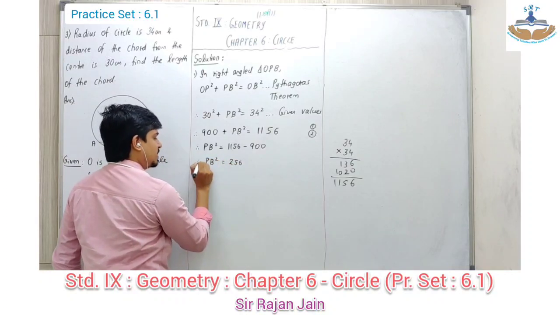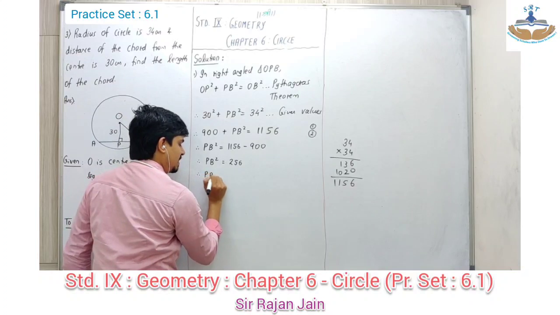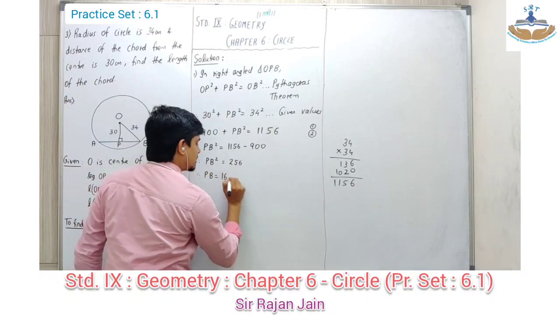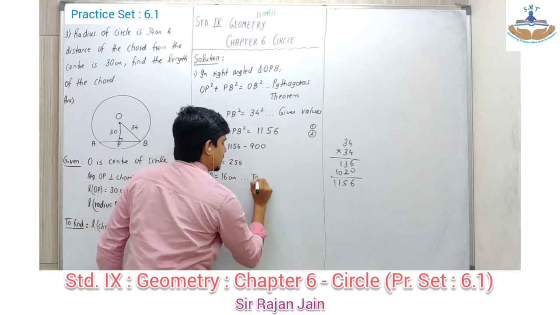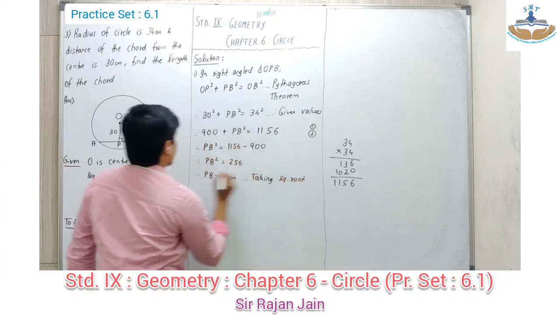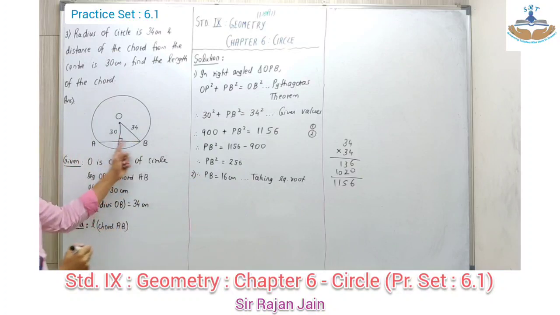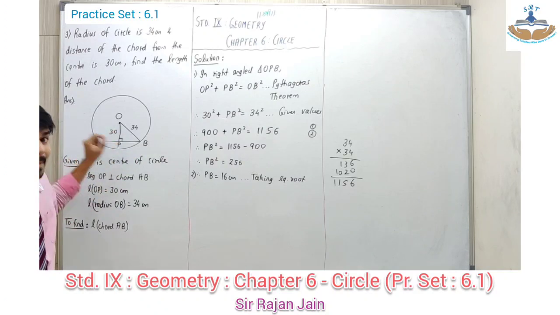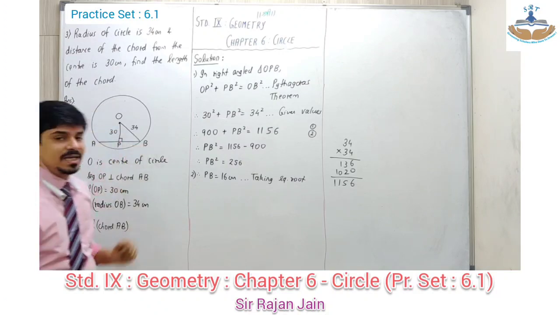ये हो गया आपका PB square. Therefore PB is equal to the square root of 256, which will be 16. Reason, I'll write taking square root. Okay, now I got PB. Question में AB पूछा है. Why is AB double of PB? Because OP bisects. Bisect क्यों करेगा? Because it is perpendicular on the chord.